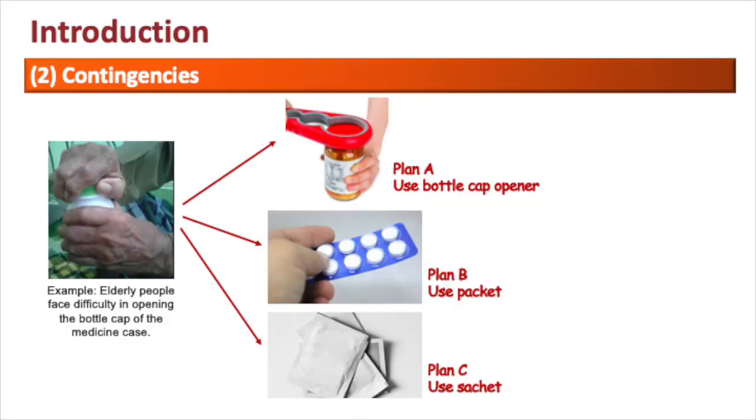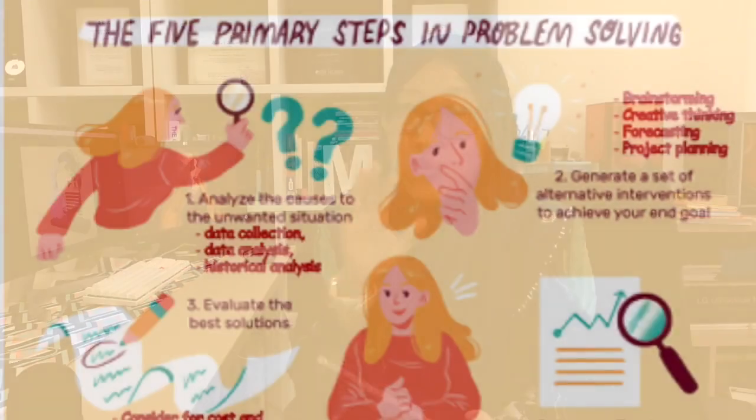Another example, if we use the same example as the previous case study, which is if elderly people face difficulty in opening the bottle cap of the medicine case, what's the root cause of that problem? We have to identify the root cause, and only then can we propose the solution. The root cause in this case would probably be that the enclosure cap of the medicine bottle is just too tight, or maybe the surface is too slippery for the old person to grip. Okay, in order for you to proceed with the problem solving activity, you can follow these 5 steps.